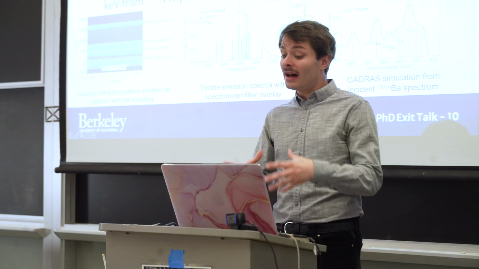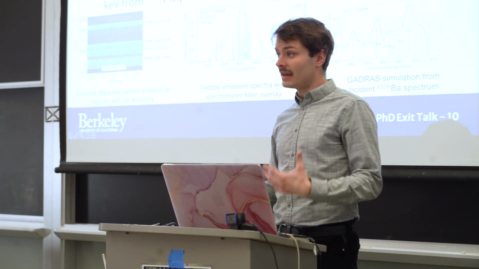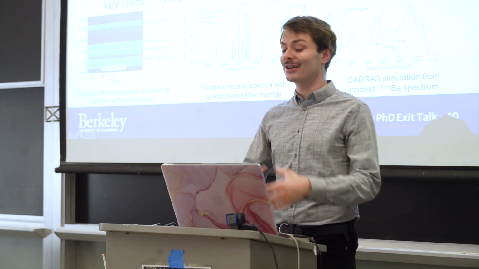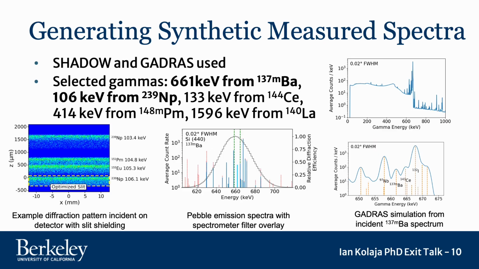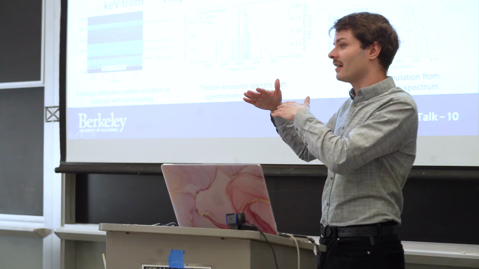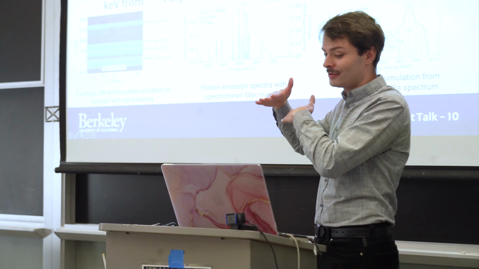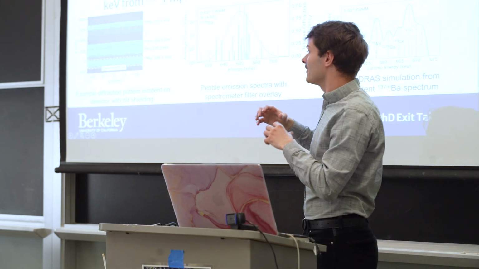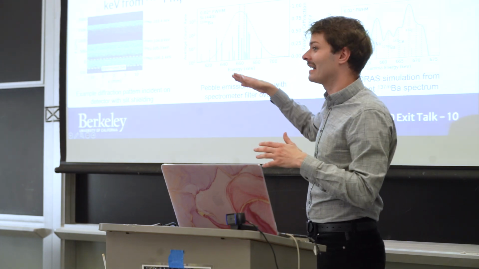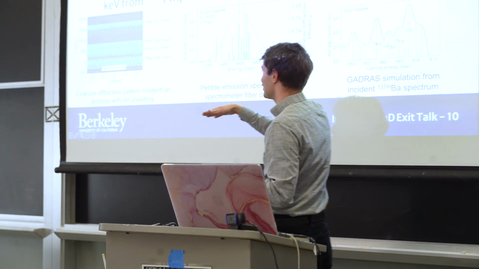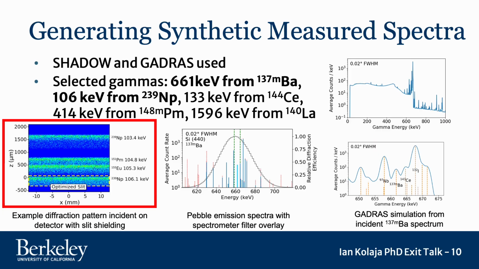So with these gammas in mind, I used Shadow 3, a ray tracing code for beam lines, to design spectrometers for each gamma, since these are static instruments. And it's worth mentioning that each of these designs feature a shielding in front of the detector with a narrow slit. And the benefit of that is because gammas will diffract at different angles based on their energy, you can use that slit to even further narrow your energy range and get better energy resolution and reject more things.